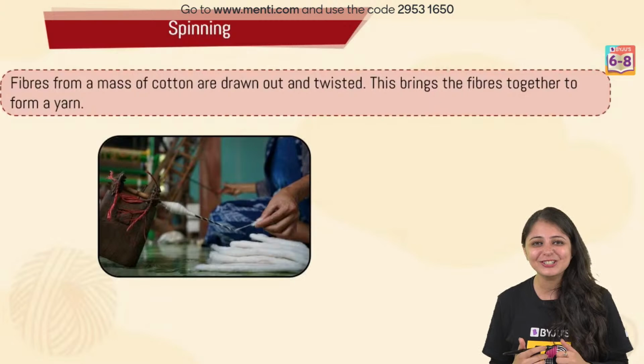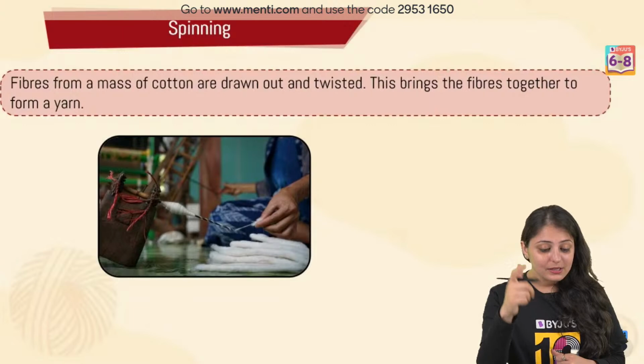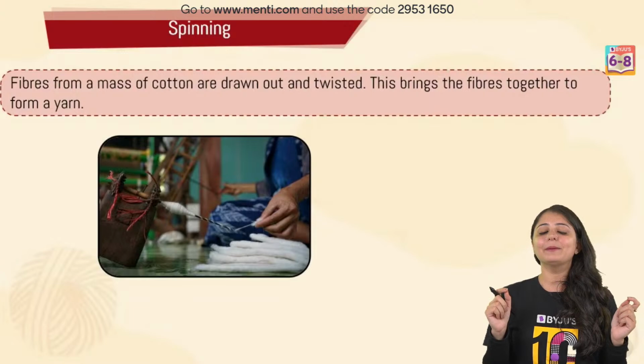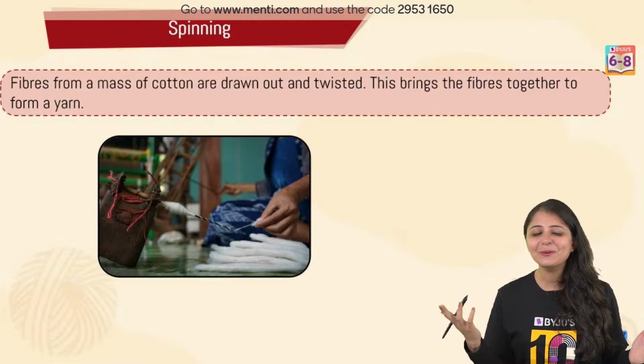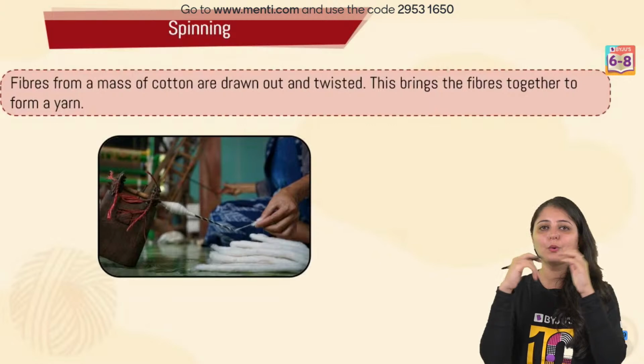And in case you do not know the answer, you can see it over here. The process is spinning. Okay, easy way to remember: spin, twist. So the fibers are drawn out and they're twisted. Twist ho rahe hain, spin ho rahe hain, right? And this brings them together. And you know the name of the process now.